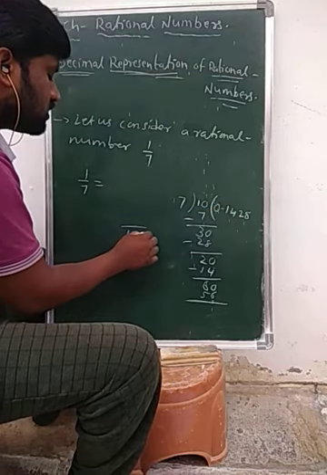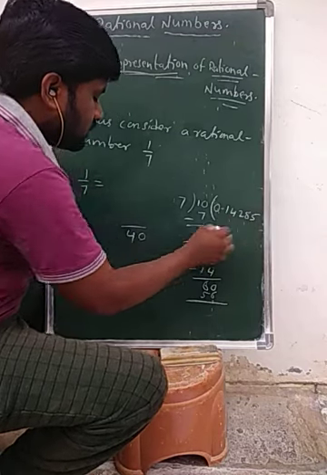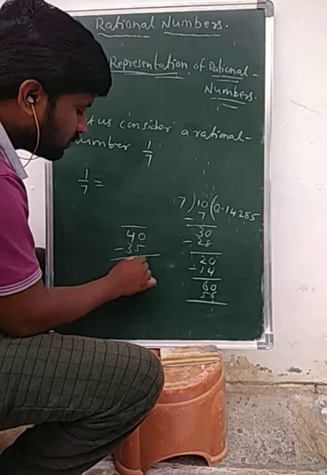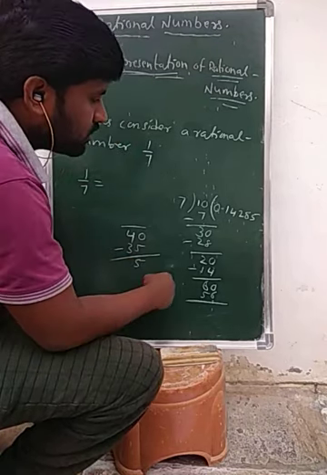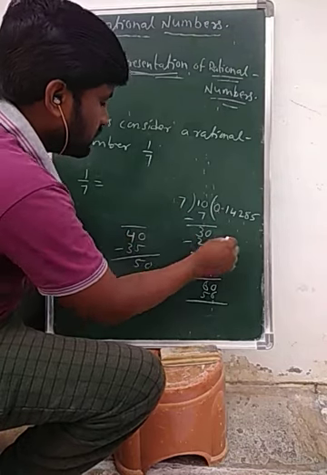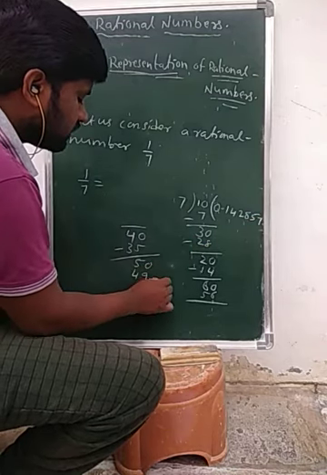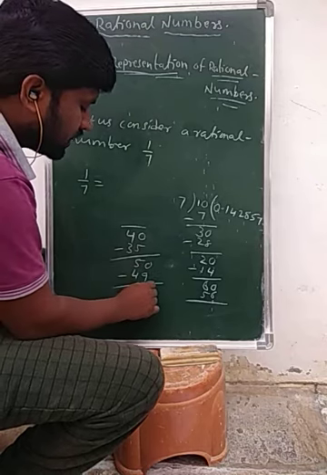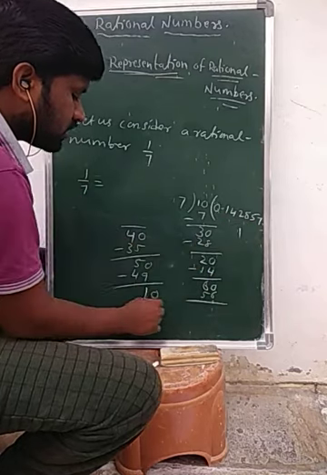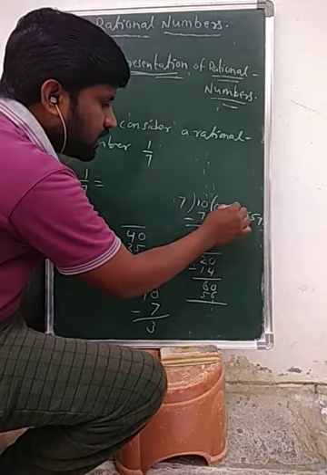Already your point is there means again you take 0. 7 fives are 35. 40 minus 35 means we get 5. Your point is there, again you take 0. By reading the 7 table, 7 sevens are 49. Again 50 minus 49, that is 1. Already your point is there, again you take 0. Again 7 ones are 7. 10 minus 7 is 3. We will get the same.